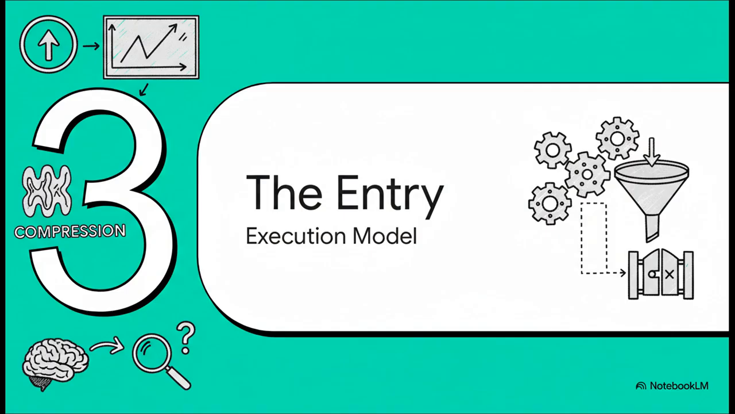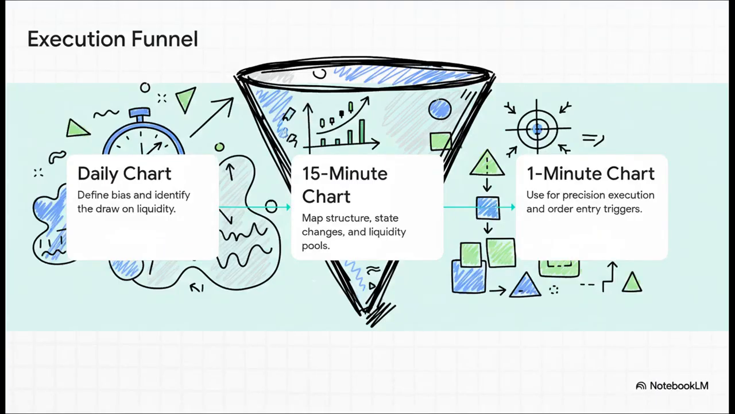This is where we zoom in and look at the multi-time frame execution model. Think of it like a funnel, from big to small. You always start at the top, on the daily chart. That's where you get your bias and figure out where price is ultimately trying to go, your draw on liquidity.